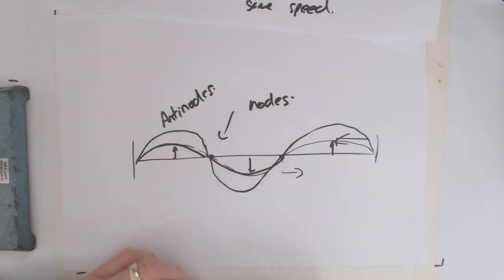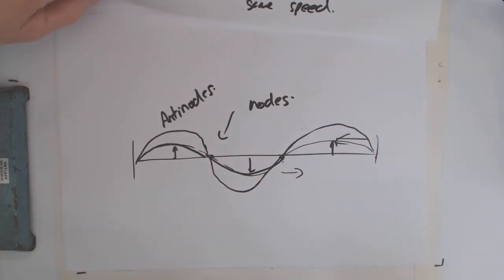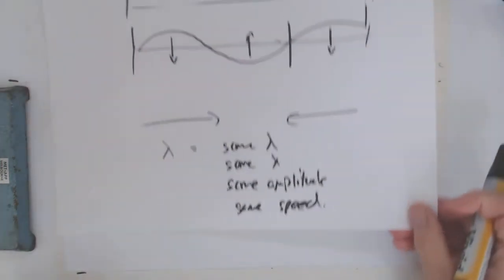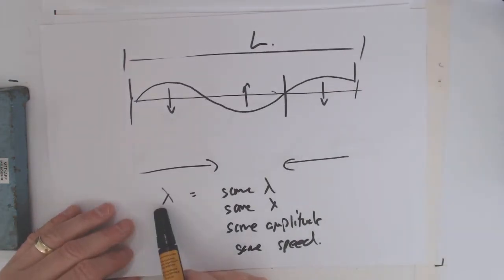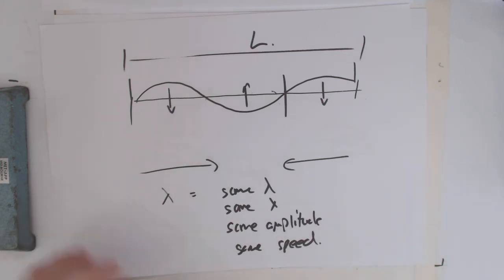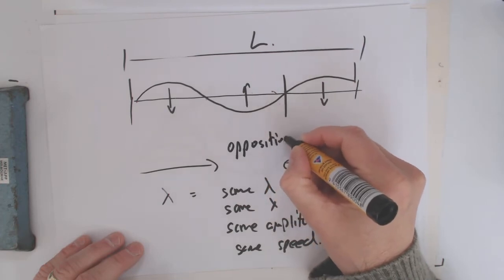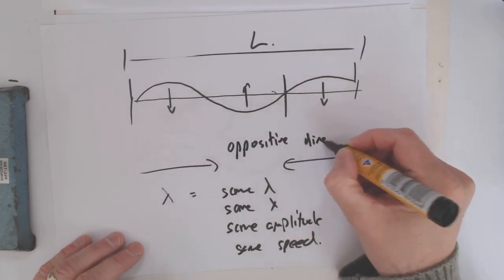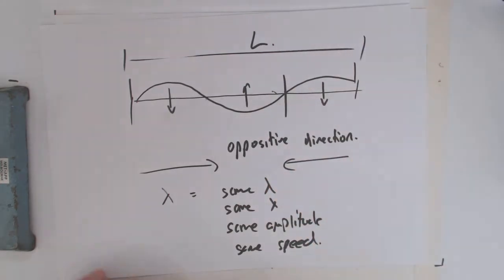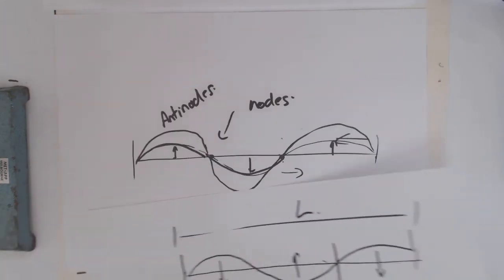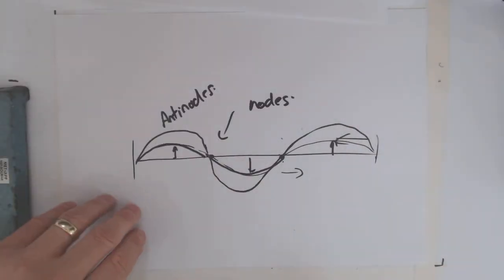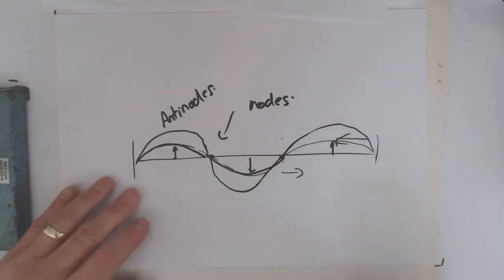So when you describe the standing wave, talk about same wavelength, same amplitude, same speed, going in opposite directions, don't forget opposite directions, interfering with each other, constructively and destructively, to create that interference pattern we call a standing wave.